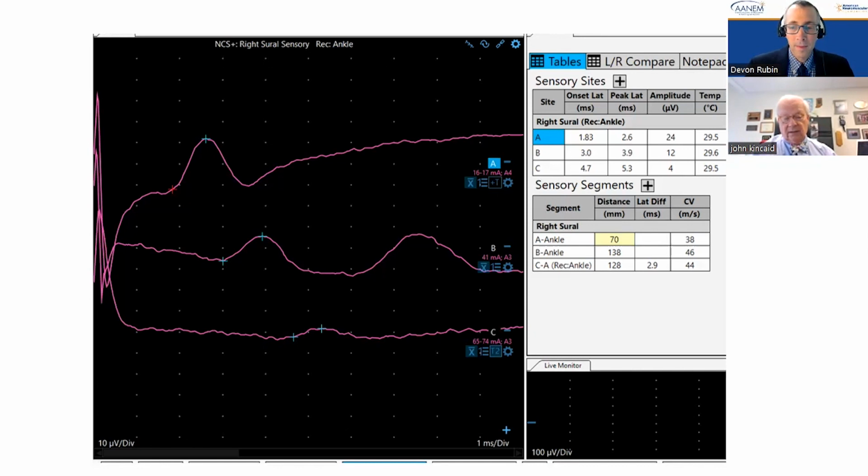And this is somebody where you should definitely do a lumbar paraspinal, assuming that the needle exam is abnormal, like in the gastroc. Mm-hmm. Okay.